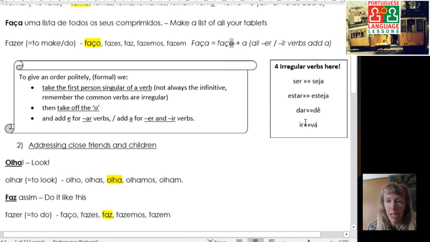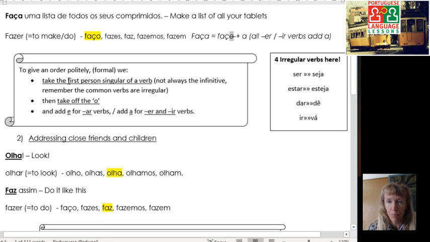So a little summary here. To make formal orders, we take the first person singular of the verb. Not always the infinitive, as the common verbs are irregular. However, if I'm dealing with a regular verb, it's the same. I take off the O, add an E for the AR verbs, and add an A for the ER and IR verbs.